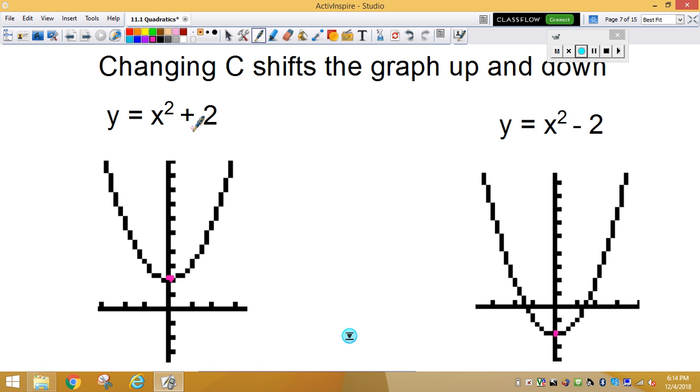Another important thing to note, C at the end is your y-intercept. It's where it's going to cross your y-axis. So this one crossed at positive 2, and this one crossed at negative 2. It's my y-intercept.